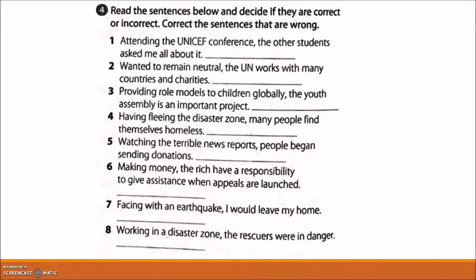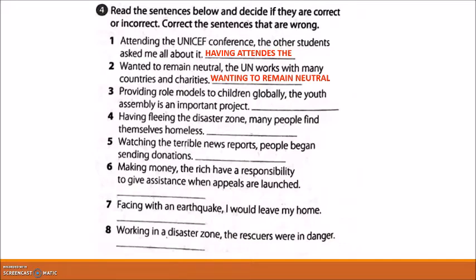Number 4. Read the sentences below and decide if they are correct or incorrect. Correct sentences that are wrong. For number 1, attending the UNICEF conference, the other students asked me all about it. For this one would be having attended the. So we have to change the attending by attended, and we have to add having. Number 2, wanting to remain neutral, the UN works with many countries and charities. Wanting to remain neutral, it will be wanting, not wanted.